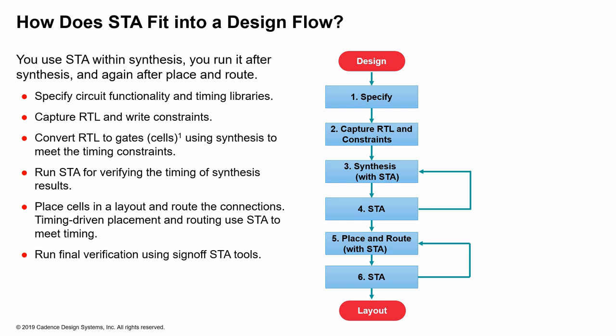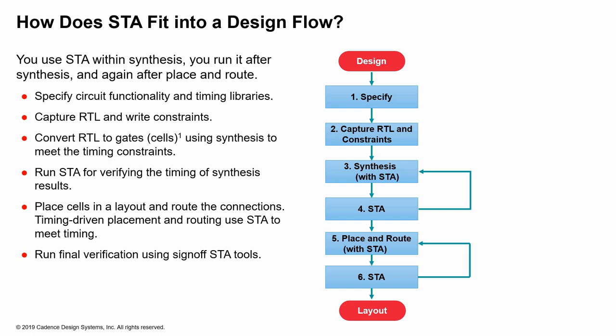So this is a typical flow for your design. First, we specify circuit functionality and timing libraries. You'll then capture your RTL and write constraints. If we provide all this input to the synthesis tool, it will then convert this RTL to gates using the libraries, and while doing that, the synthesis tool will try to meet the timing constraints.